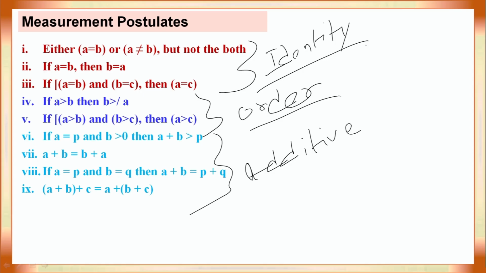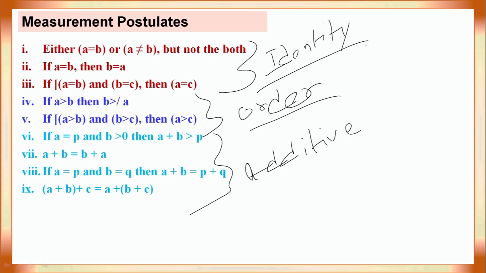The third postulate in this additivity characteristic says if A is equal to P and B is equal to Q, then A plus B is equal to P plus Q. This postulate is all about the substitution by an identical object. If you substitute one particular object with an identical object, it does not affect the additivity principle.